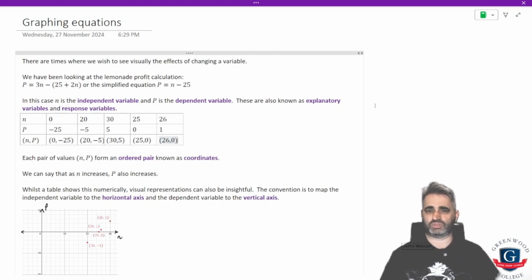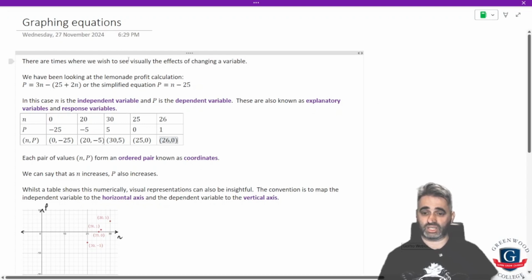We'll do this in much more detail when we do linear algebra, but for now we're just going to look at how to place points on a graph. There are times where we want to see visually the effects of changing a variable. We've been looking at the lemonade profit calculation from the first video, and now we're going to try and see it visually, not just look at numbers.